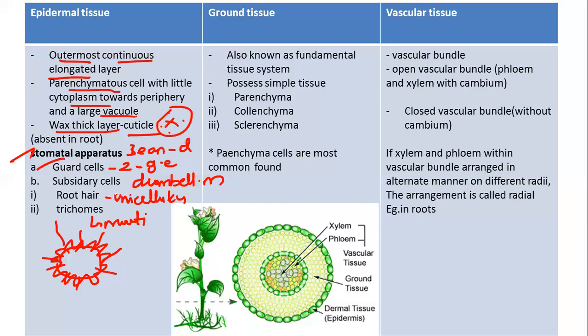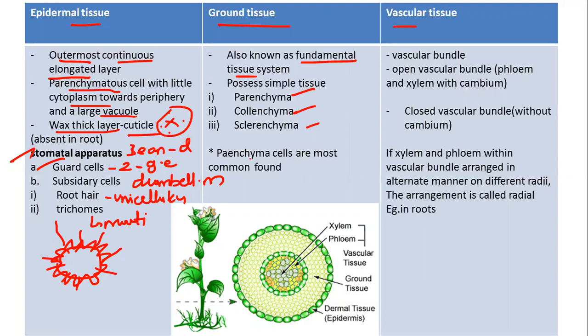When we talk about ground tissue, it is also known as fundamental tissue, or the fundamental tissue system. It involves all tissues except epidermis and vascular bundle. So ground tissue involves all types of tissues except epidermal and vascular tissues. And what are those types of tissues? Parenchymatous tissue, collenchymatous tissue, and sclerenchymatous tissue.